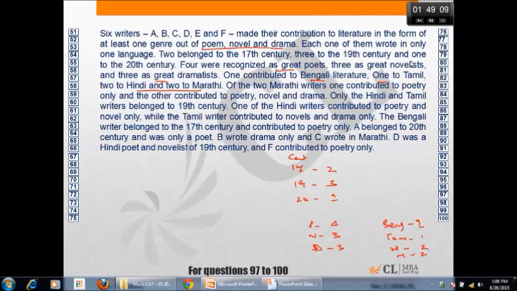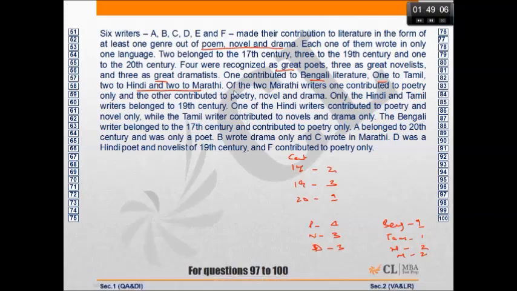Okay, so where was I? Of the two Marathi writers, one contributed to poetry only, and the other contributed to poetry, novel, and drama. Only the Hindi and Tamil writers belong to the 19th century. So Hindi plus Tamil is 19th century. All three of them are taken care of.